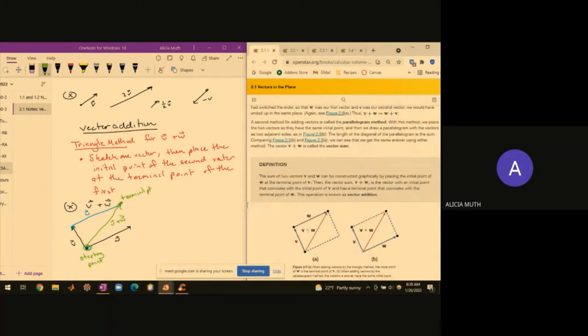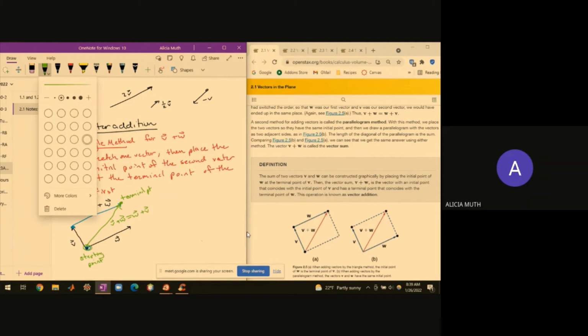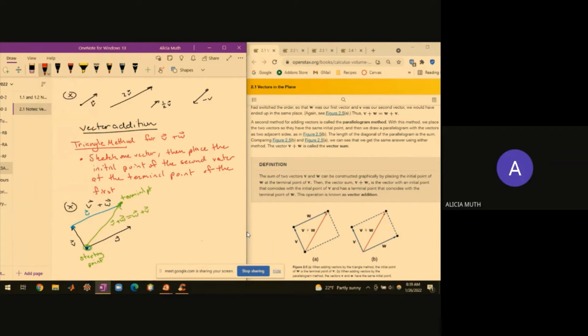Okay. So a second method is called the parallelogram method. So with this method, we place the two vectors so they have the same initial point, and then we draw the parallelogram with the vectors as the two adjacent sides. The length of the diagonal of the parallelogram is the sum. Okay, so I kind of actually already did that, right? So this is our figure B. We're saying, okay, so we've got this v and this w. So go ahead and finish drawing out the rectangle, and whatever you end up with is going to be your sum. Cool. So this is our triangle method here on the left.